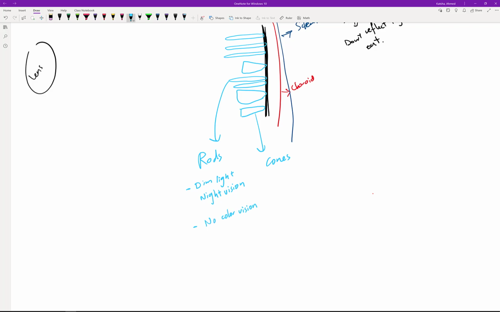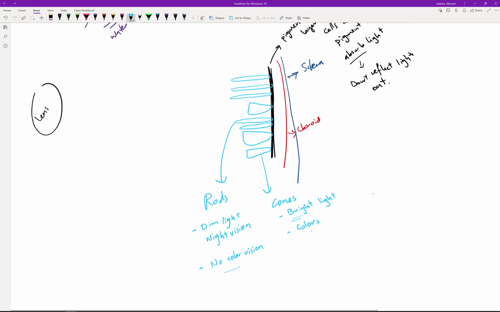But cones are for bright light. And therefore, those are the ones for colors. So during the day, or even at night, if we see colors, it means our cones are active because they need a bright light. But if there is a very limited amount of light, that is where the rods work. And when we have a very limited amount of light, we don't see colors. Okay, so those are the two big differences between rods and cones: one for bright light and color vision, the other for dim light and no color vision.